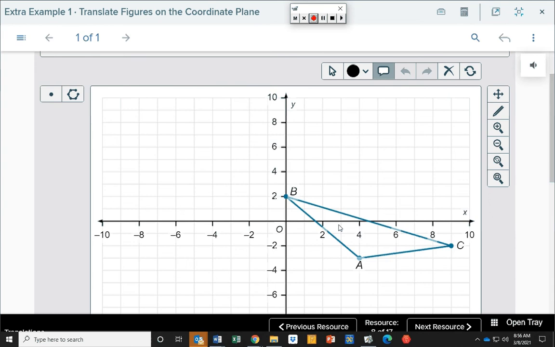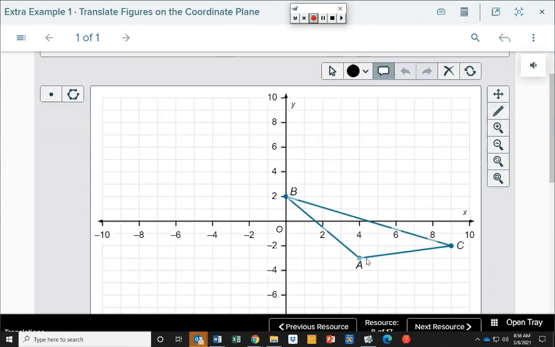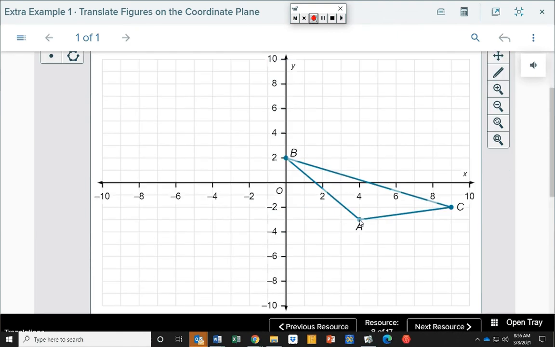Okay, does anybody know what A prime would be? Remember, I'm going to go 4 units left, 3 units up. 0 what? 0, 4 units left. Up how many? What's that going to be? 0, 0.